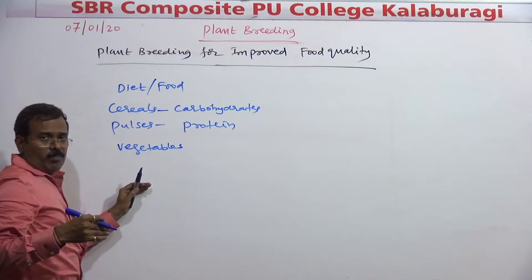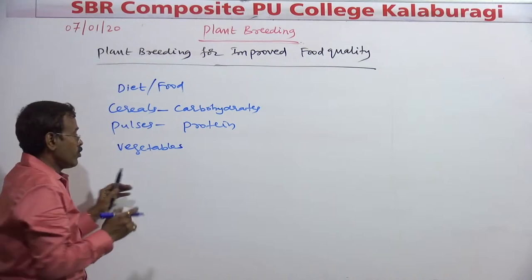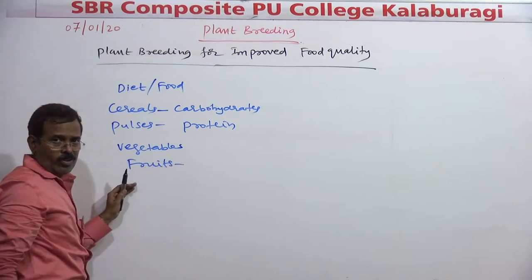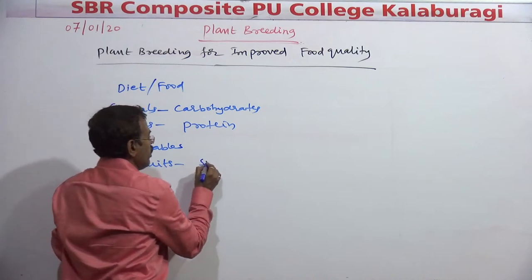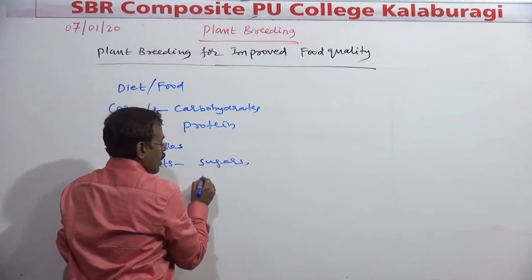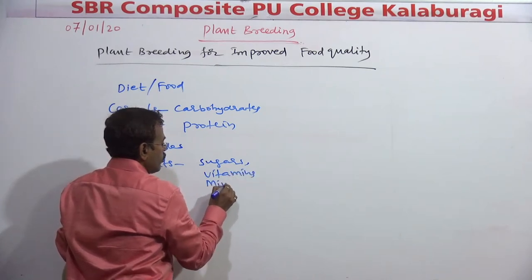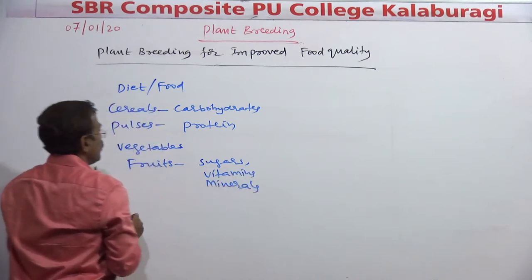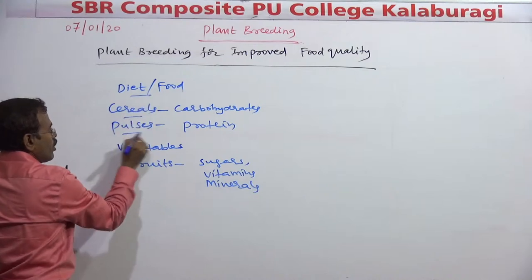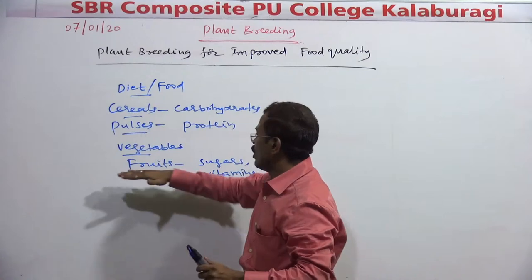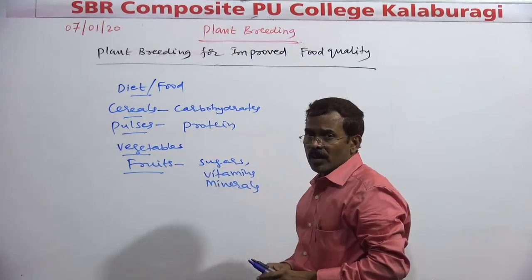Vegetables are rich in minerals and vitamins. Then we even have fruits. These fruits can be rich in sugars, vitamins, and minerals. So our diet or food comprises these different kinds of food commodities.